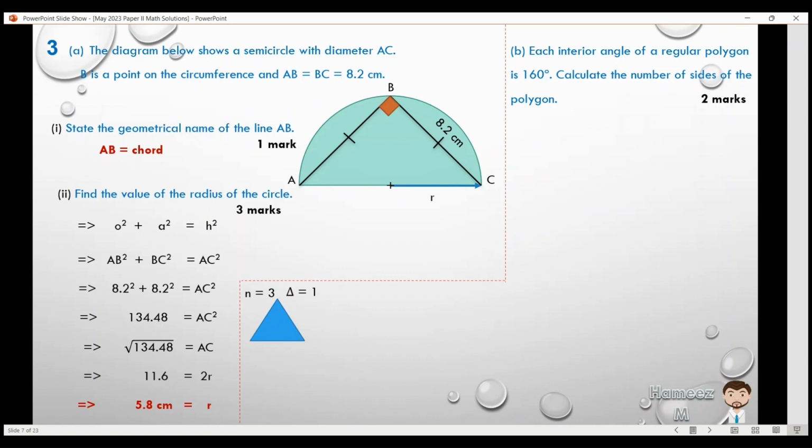So if we want to find one of the interior angles, because we're considering this to be a regular triangle, meaning it's an equilateral triangle, 180 divided by 3 will be 60 degrees.